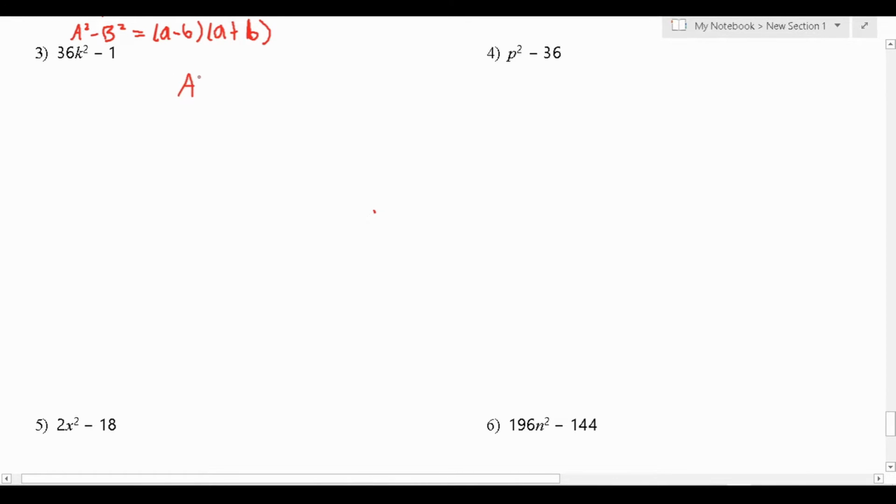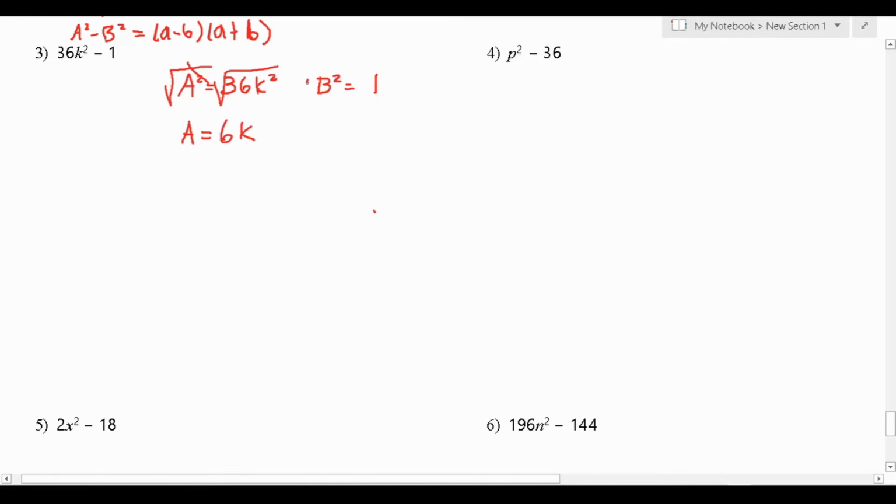Again, a squared is going to be 36k squared, whereas b squared is going to be 1. And again, to go from a squared to just a, we're going to take the square root of both sides. This is going to cross out, leaving you with just a. The square root of 36 is 6. Again, the square root of k squared is just k.